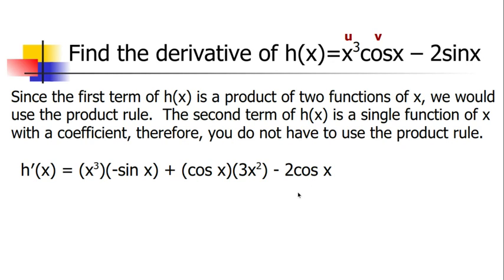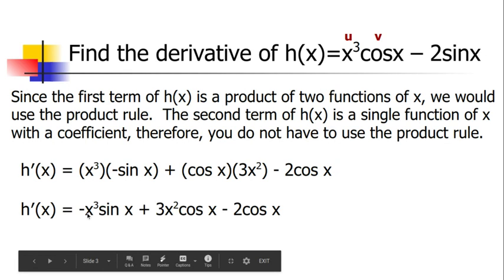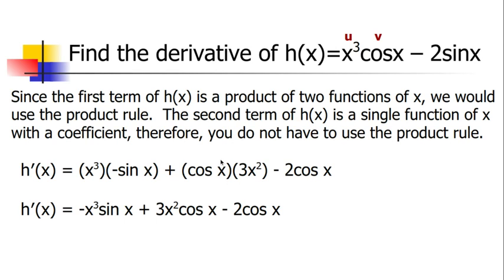And then we're just going to write our simplified answer. I like to put all the coefficients out in front and then the trig functions at the end. So the negative we're going to move out in front to get negative x cubed sine x. The 3x squared does not get multiplied by this x. This x is inside the cosine function, so it's untouchable. The 3x squared, we're just going to put it out in front. And then we have the cosine x, and then minus 2 cosine x.